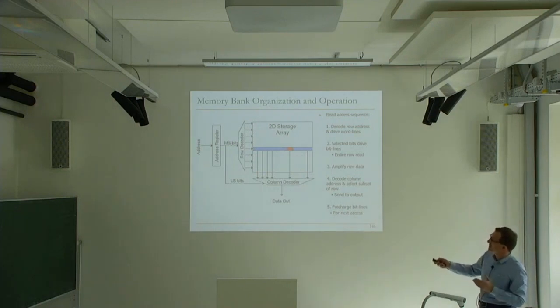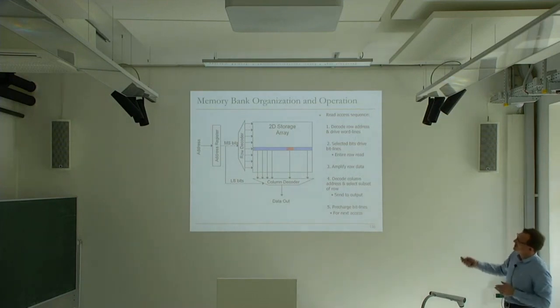Basically, in this case, you supply the address. The most significant bits get decoded. Essentially, you activate this word line. All of the bits in the word line get to the column decoder, and the least significant bits determine which bits you select out. Okay, so there's a read access sequence that's essentially similar in many memories. You decode the row address and drive the word lines. Selected bits drive the bit lines. You read the entire row, and then you amplify the row data, which is not shown here. There's a sense amplification process over here. And then you need to decode the column address, select the subset of the row, and send it to the output. And at the end of this, you pre-charge the bit lines for the next address.